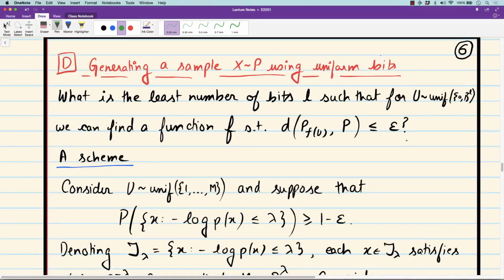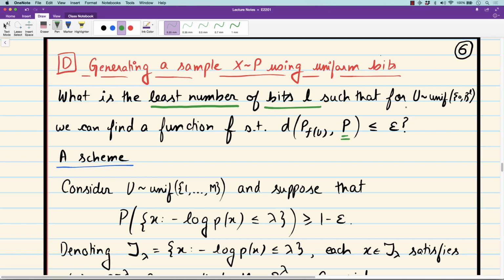In this video, we will now visit our second notion of measure of randomness. Namely, we want to find out the least number of bits L such that if I give you a uniform random variable on L bits, so L independent unbiased coin tosses, then you can find a function f such that you can generate a given distribution P using this U. So the distribution of f of U is close to the given distribution P, close in total variation distance epsilon. So what is the minimum such number of bits required?